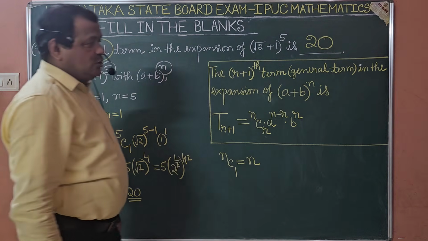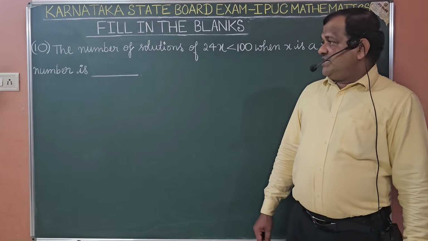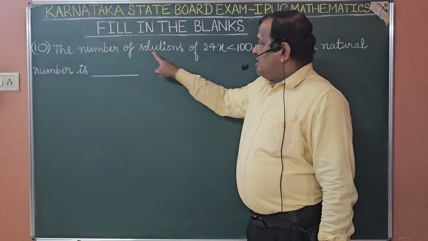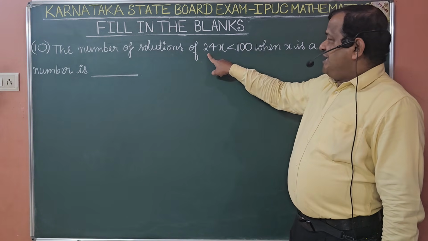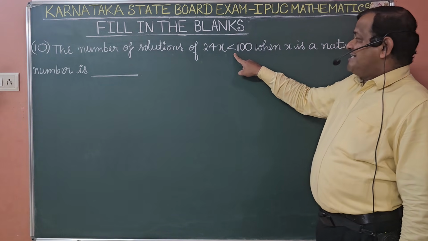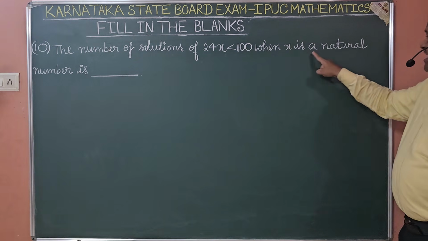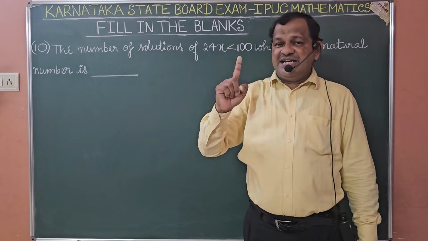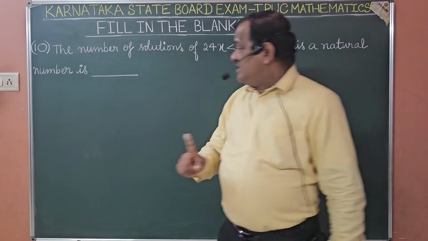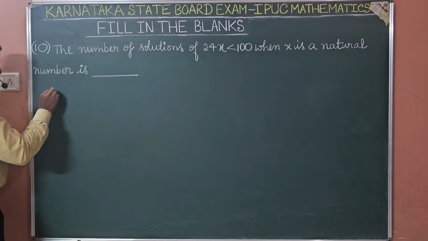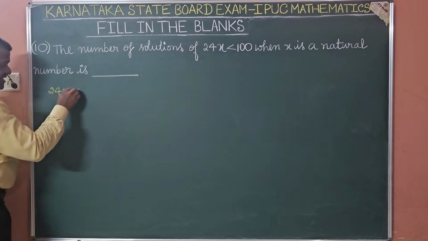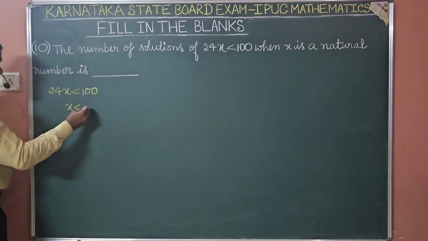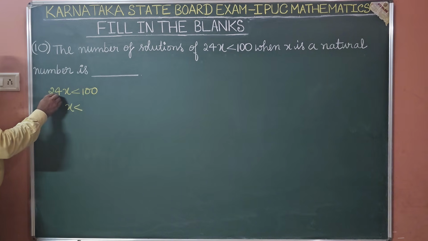Kindly go through the solution. Here is the 10th fill in the blank from the chapter Linear Inequalities. The number of solutions of 24 into x less than 100, when x is a natural number, is dash. One can do it purely in the mind. Otherwise, I will teach here. 24x is less than 100. Therefore, I can write x less than 100 divided by 24.